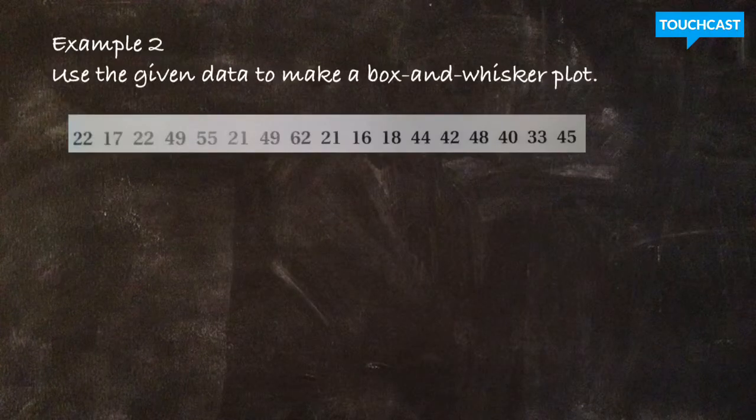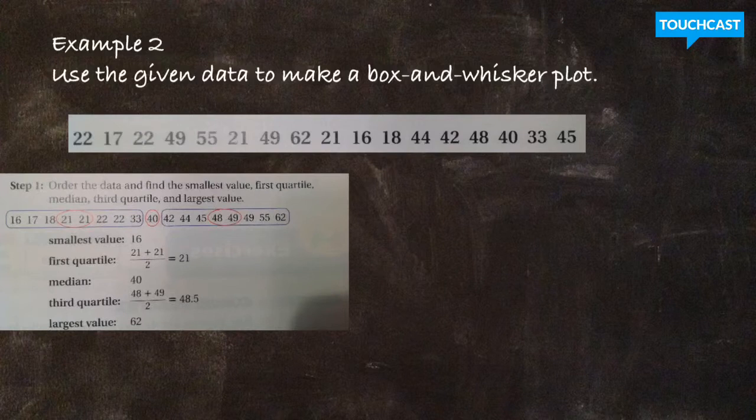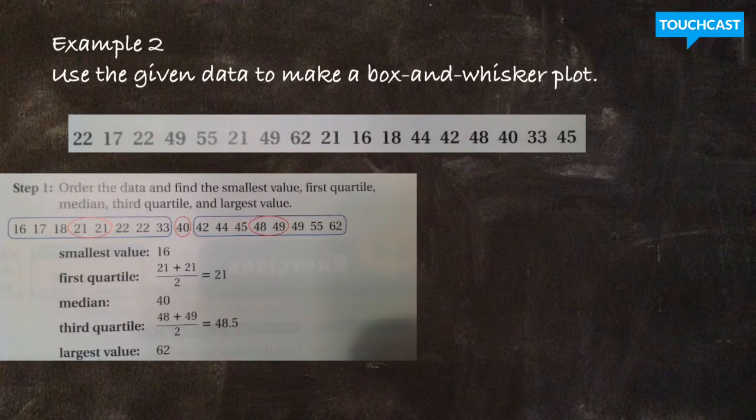Alright, our second example. We're going to use the given data to make a box and whisker plot. So, step 1 is we need to order the data and find the smallest value, the first quartile, the median, the third quartile, and the largest value. So if we put them in order, we're going to have 16, 17, 18, 21, 21, 22, 22, 33, 40, 42, 44, 45, 48, 49, 49, 55, and 62.